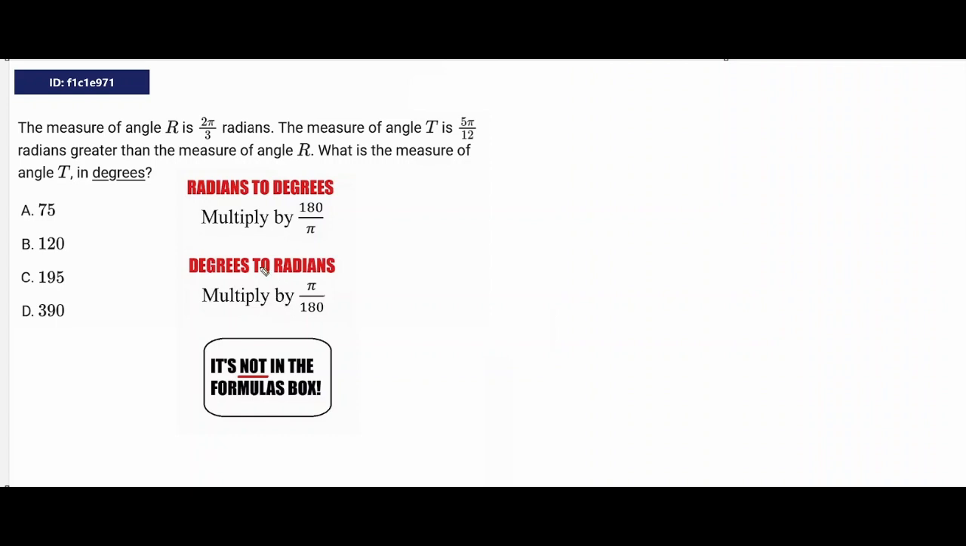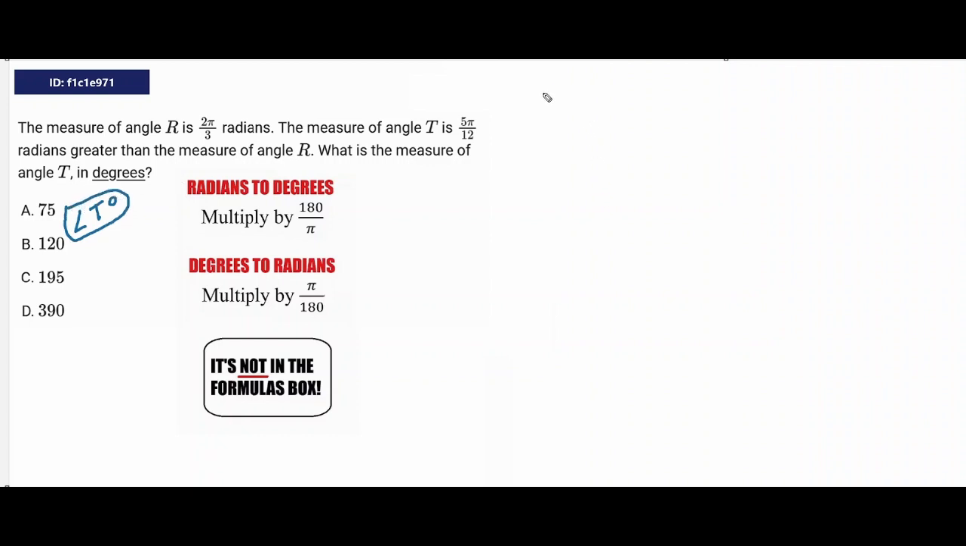Okay, let's read the problem. The measure of angle R is 2 pi over 3 radians. The measure of angle T is 5 pi over 12 radians greater than the measure of angle R. What's the measure of angle T in degrees? So let's write down what it is that we're looking for, and then let's get to work.